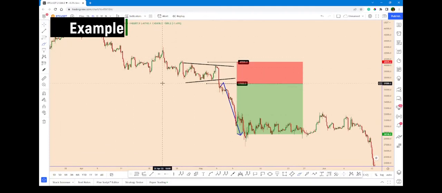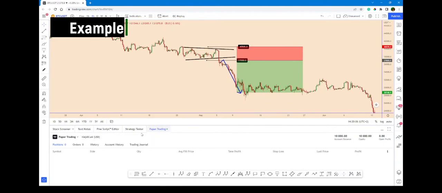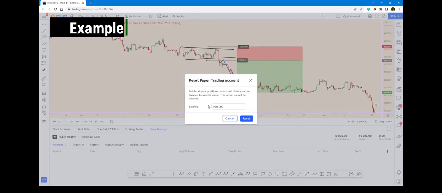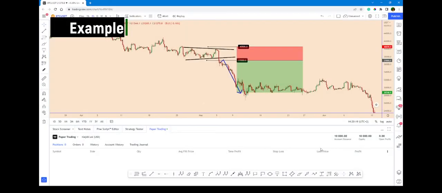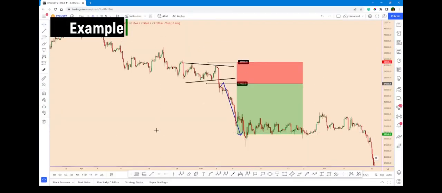For this purpose, I'm going to use paper trading from TradingView with an account balance of 10,000. You can open it in this way if you want. Reset paper trading. You can place your balance. I'm using 10k. Reset, and here you have it, 10,000. So let's go for our example.